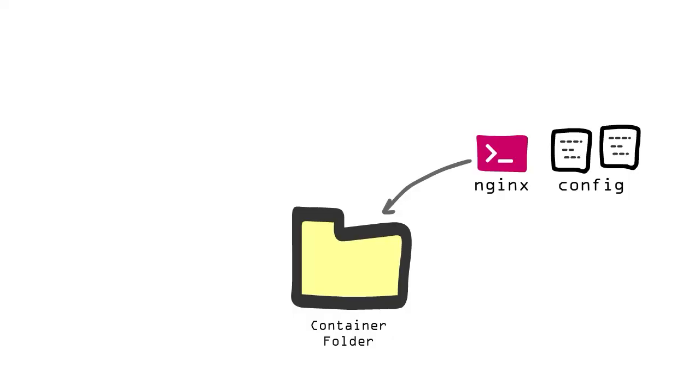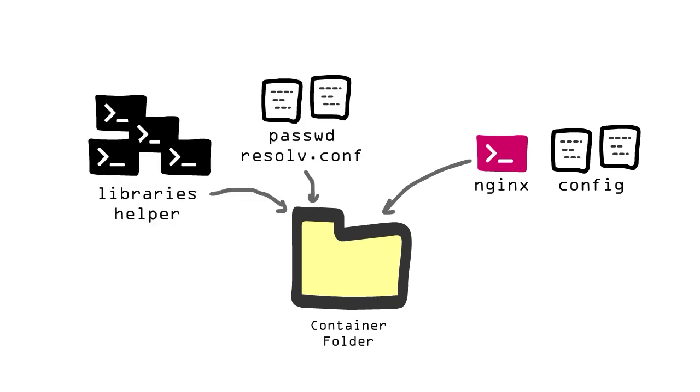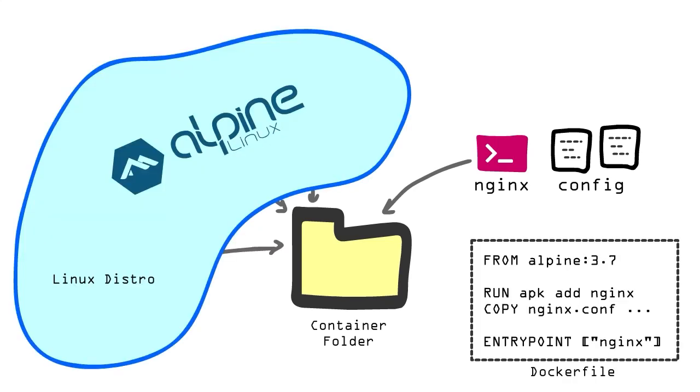First, we need our container image. So we take Nginx, our program we want to execute, and this program needs some distribution-specific parts like configuration files or libraries. And we take those from a distribution like Alpine Linux. Usually, this is all configured in the Dockerfile. So we take Alpine and add our Nginx and copy some configuration files.